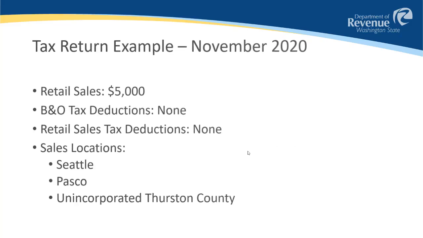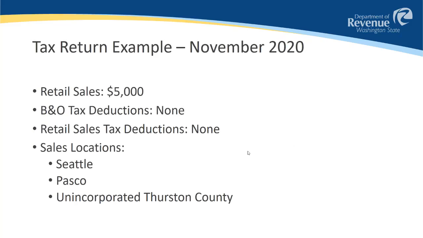For this example, the business has retail sales of $5,000, no deductions, and sales were made in 3 locations: Seattle, Pasco, and unincorporated Thurston County.